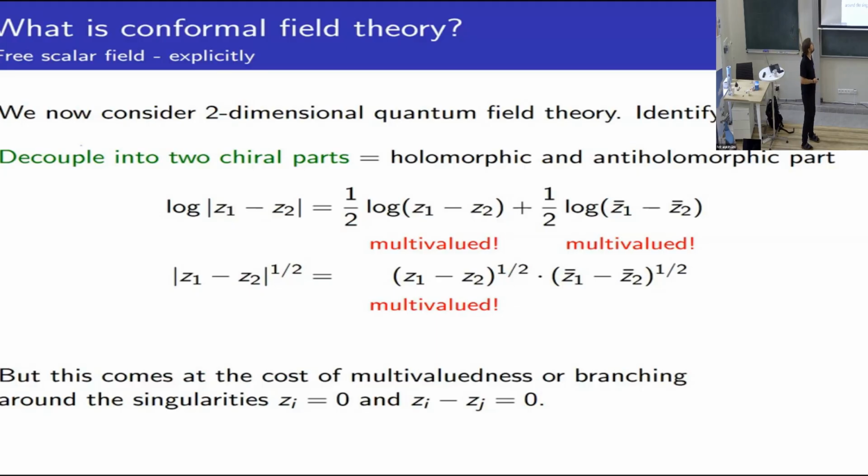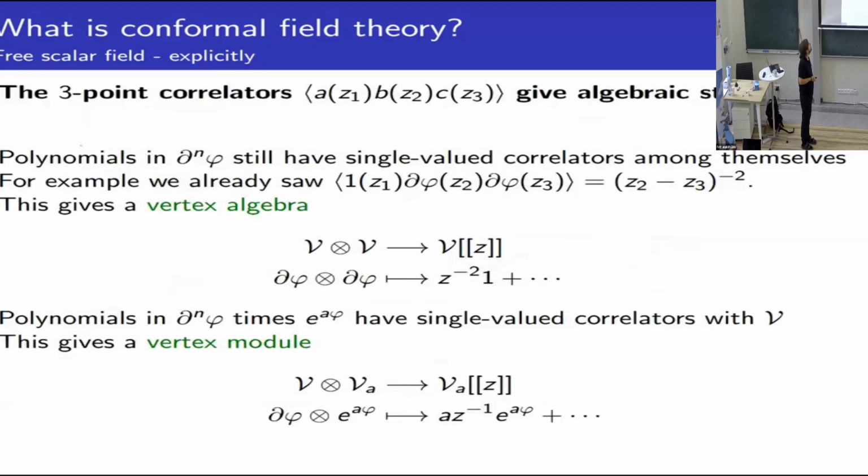And now let's see very concretely how this then translates. So now if you look at 3-point correlators, they give a certain algebraic structure. So you can imagine this is a sort of multiplication rule. So A times B gives C with which coefficient? So for example, polynomials in this random field have just single-valued correlators. For example, we saw this one. And this translates to a sort of multiplication rule.